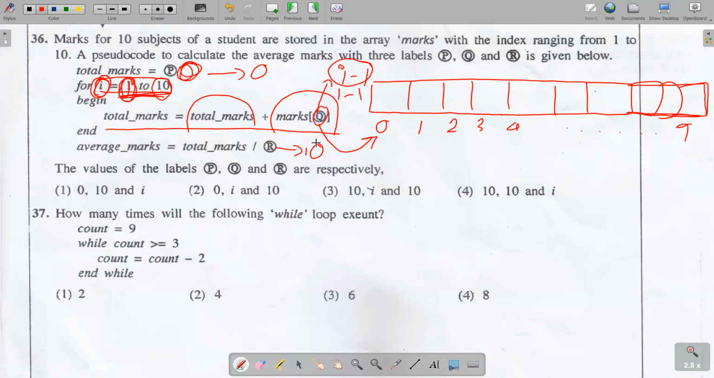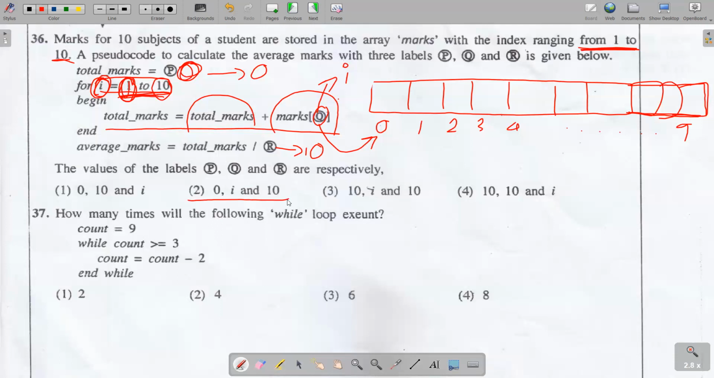Oh yes, I missed this detail. This range, the index, is starting from 1 to 10. That means you don't need I minus 1. You can just use I for this. So P is 0, Q is I, R is going to be 10.